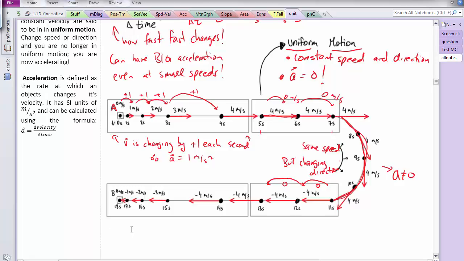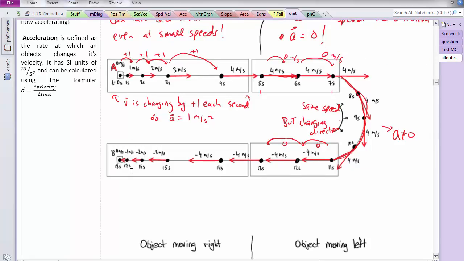Okay, so what's happening down here? This is going to be super important. As we go from -4 meters per second here to -3 meters per second, what must we do? Well, we must add 1, because -4 plus 1 is -3. So to go from -3 to -2, we also have to add 1, and we're adding 1 to get to 0. So even though our velocity is negative, because we're adding one each second, we still have positive acceleration.